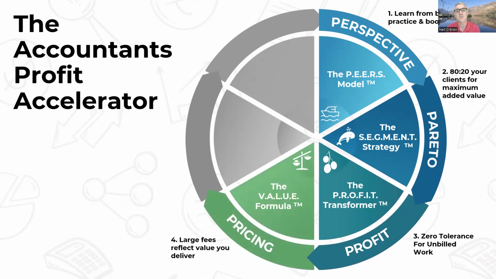Now, the next one is the value formula. Imagine a scenario where an accountant advises a client, they save 100,000 in profit and in tax, and the accountant charges 2 or 3,000. So like the balancing scale here, there's no real reflection of the value delivered by the accountant in charging a fee that small. So with the value formula, we show a way that in that same scenario, if they save a client 100,000, the fee note could be 15, 20, or 25,000. So a much better reflection of the value they deliver.